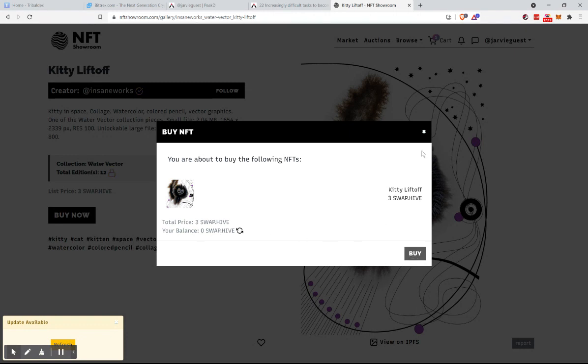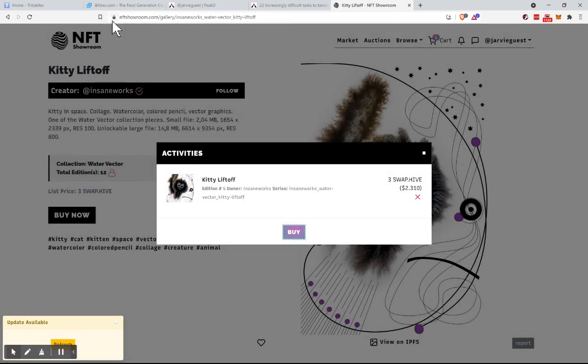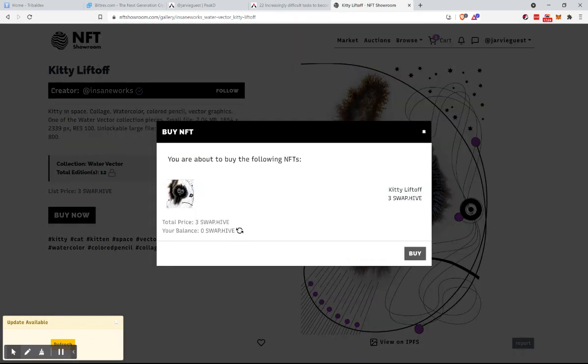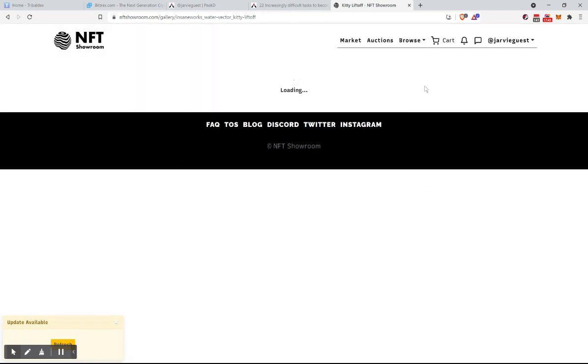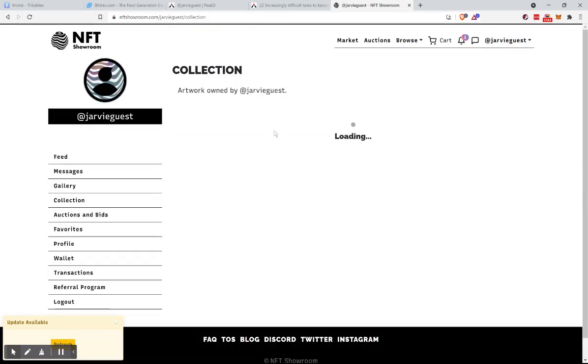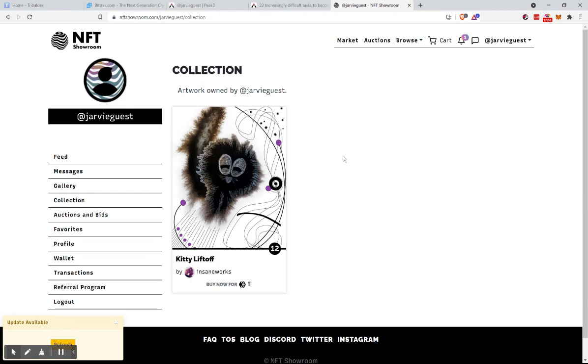So my balance is 0. I need to hit that little refresh. My balance is more than 0. There we go. All right. Success. All right, so now that swap.hive. Well, we got to double check. We're going to go to our collection once it's done loading. Collection. Boom. Done.